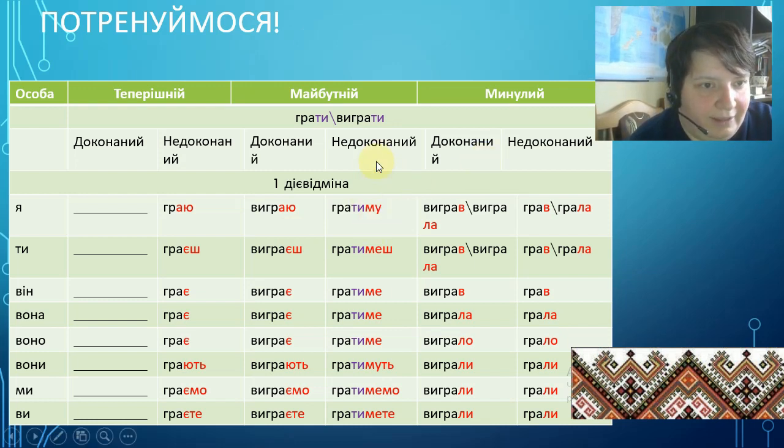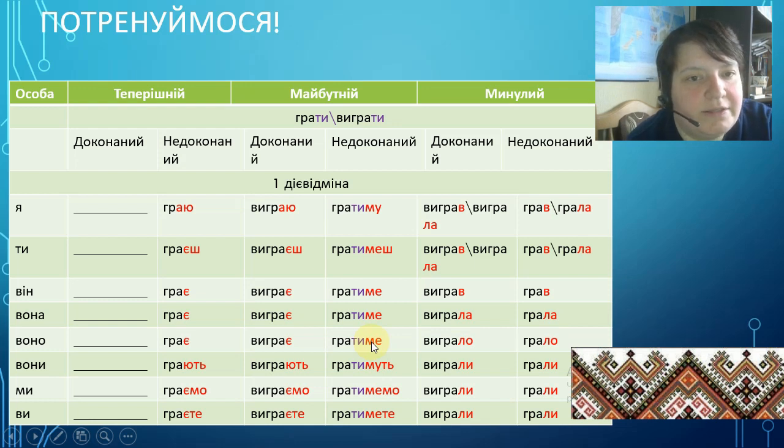And imperfective states, it's a complicated form. We take the whole infinitive and just add these endings. Гратиму, гратимеш, гратиме, гратиме, гратиме, гратимуть, гратимемо, гратимете. So it's all is translated like we will play, or I will play, or he will play, or she will play.